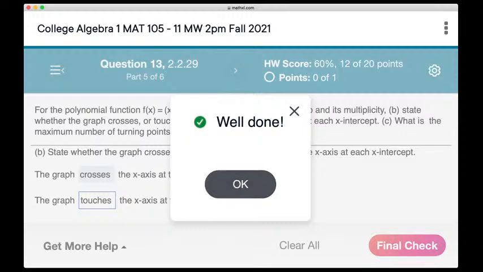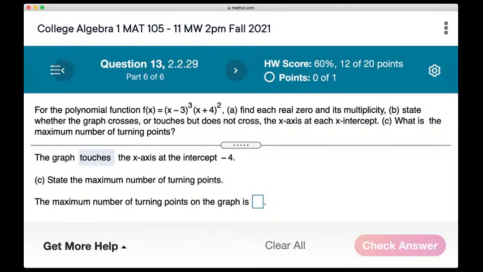Maximum number of turning points. For this, the maximum number of turning points is going to be n minus 1, where n is the degree of the polynomial.